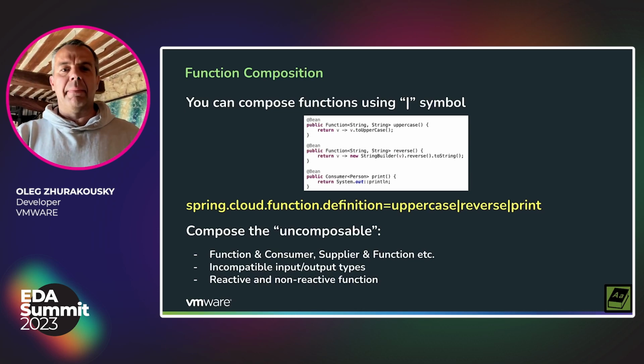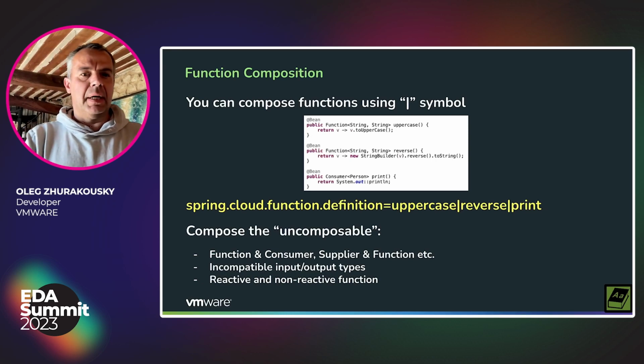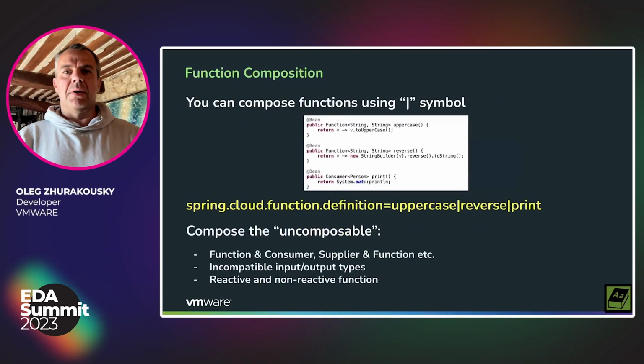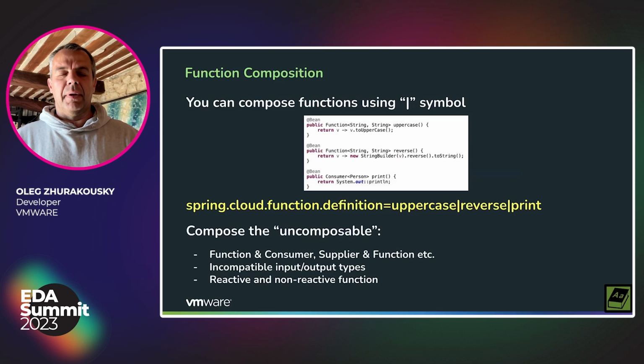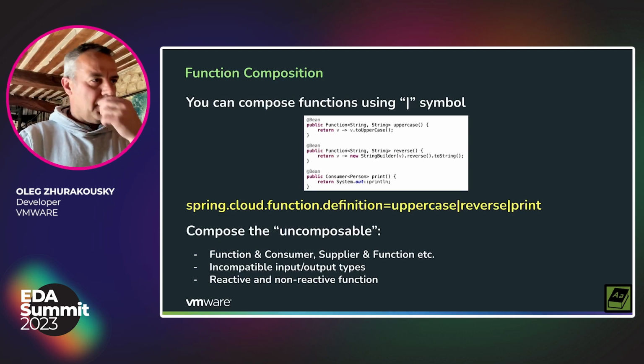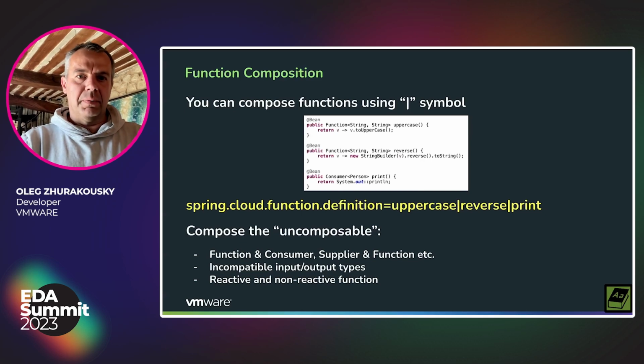Also incompatible input and output, because we provide transparent type conversion. So for example, in this case, if you try to compose Java uppercase and print, let's say print was a function taking input as a person. If you try to compose these two, it would give a compile error because the output of string cannot be composed with the input type person. However, with Spring Cloud Function, you can do that because we provide this internal way of composing this type of components. Of course, reactive and non-reactive functions, and so on and so forth. So again, I cannot describe all the features, all the bells and whistles, but these are the most important ones.